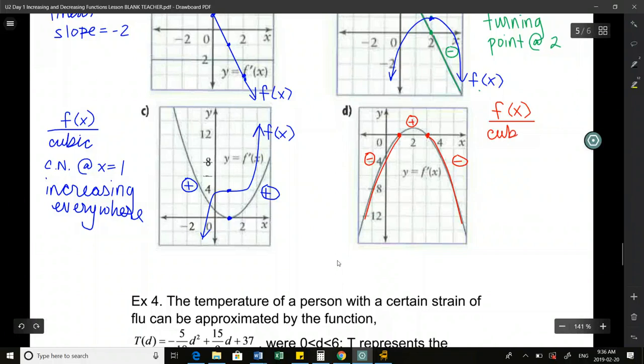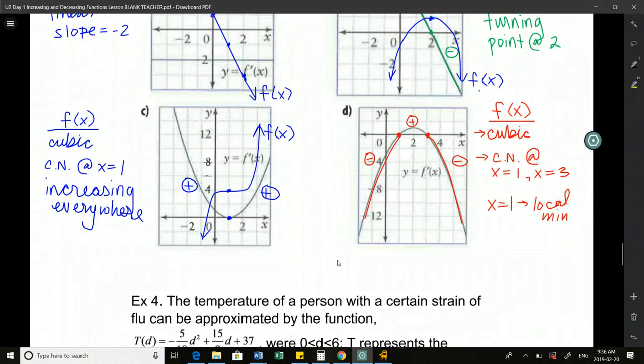Okay, and it's a cubic, right? So it's cubic. It has critical numbers at x equals 1 and x equals 3. Now, are those local maxes or local mins? So I'm going from negative to positive, which tells me this, right? So at x equals 1, we should have a local min, because we're changing from negative to positive. And if I'm changing from positive to negative slopes, that tells me I've got a local max, right? So at x equals 3, I should have a local max.